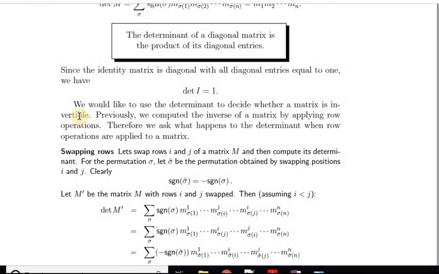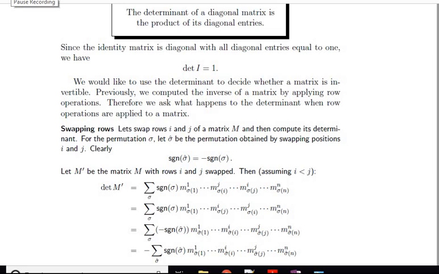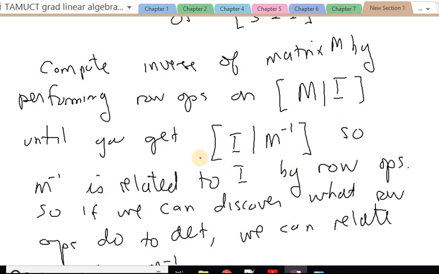Now, let's see if we can apply determinant to the inverse of a matrix. Remember how we computed the inverse of a matrix. So let's look at the issue here. I summarize it over here. We compute the inverse of a matrix by performing row operations on the augmented matrix formed by M and the identity matrix. And you do that until you get the identity matrix on the left and M inverse on the right. So that means that the identity matrix is related to M inverse by row operations.